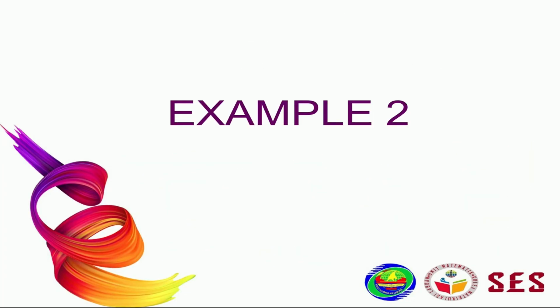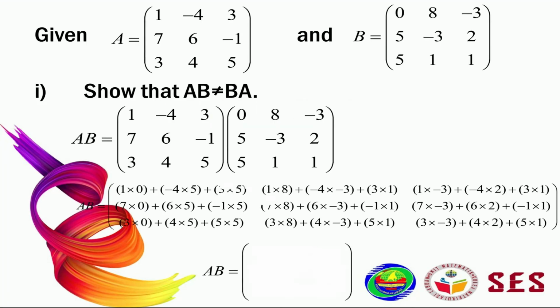Okay, so now we go to example number 2. For example number 2, given matrix A and matrix B. The first question: show that AB is not equal to BA. So actually you need to multiply A and B, and you need to multiply B and A. I think you can try first to multiply A and B before you look at the answer.